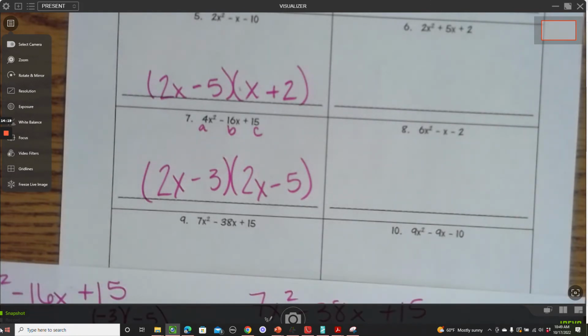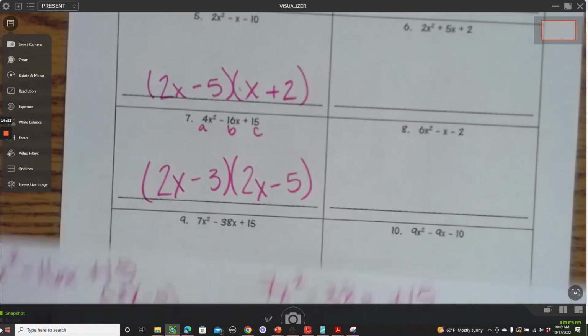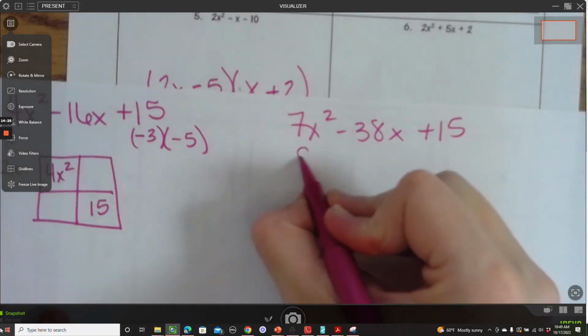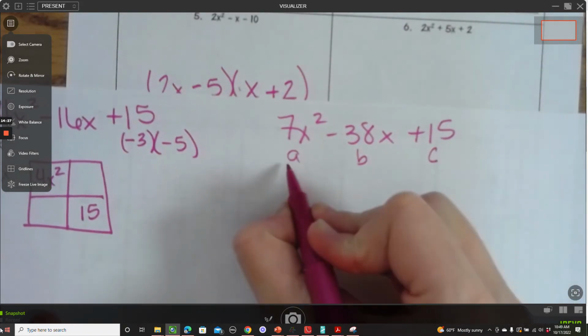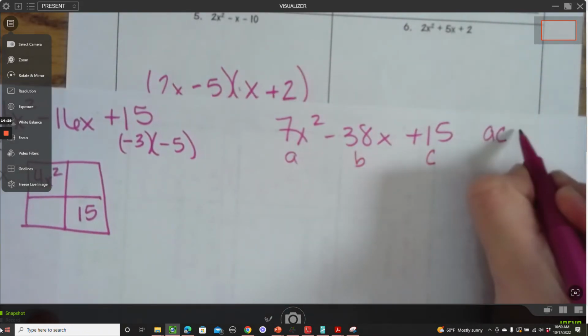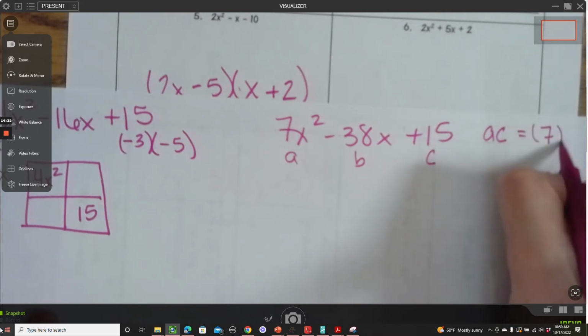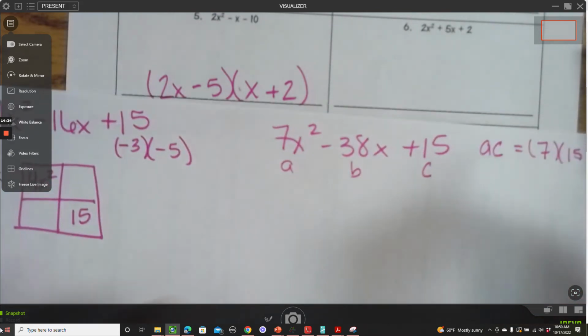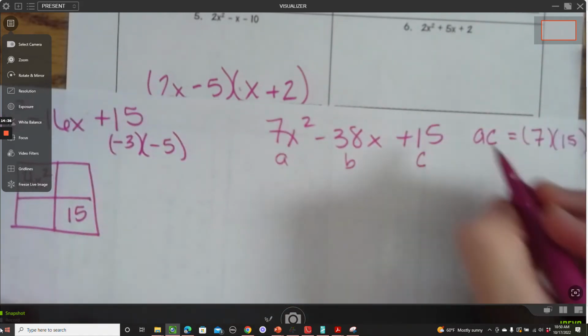It can be. Okay, so here's what we're going to do. ABC. This is A, this is B, this is C. We're going to do A times C equals 7 times 15. Somebody multiply that for me real quick.